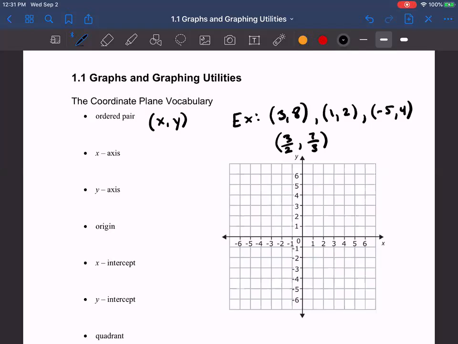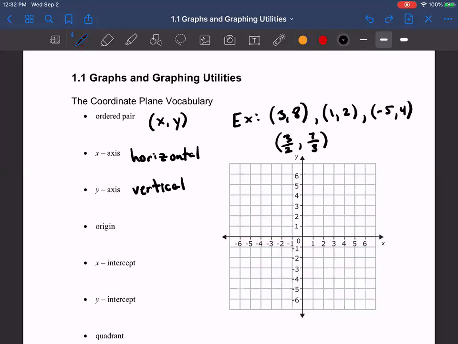The next thing is the x-axis. This is our horizontal axis. You can see it right here on this graph. This is your x-axis. It basically tells you how much you move left and right. You move along that x-axis. We can combine that with the y-axis, which is our vertical axis, and that's this axis right here, to tell us how much to move up and down. Up would be positive, down would be negative.